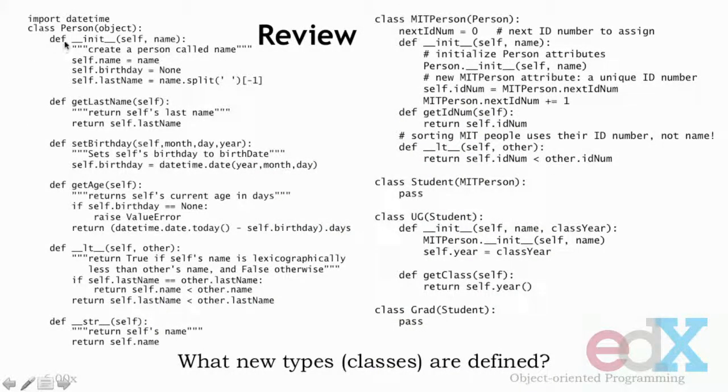This code introduces 5 new classes, 5 new user-defined types into the Python system. We have a class of type person, and these are the methods and other attributes of the person class. A subclass of person called MIT person, and here are its methods and attributes. A subclass of MIT person called student, and finally 2 subclasses of student called undergraduate and graduate.